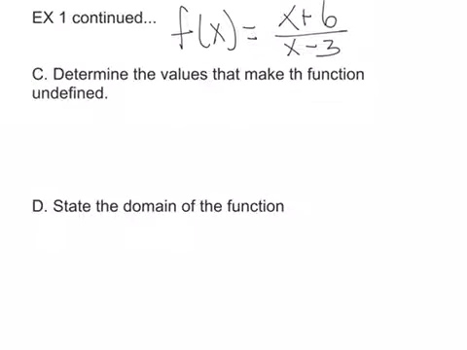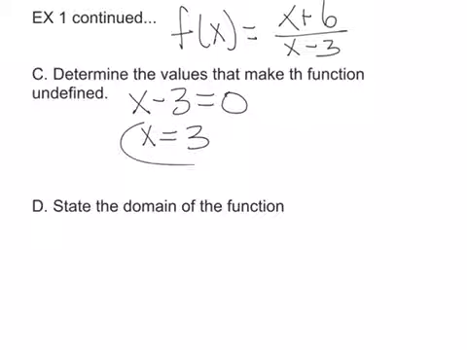Okay, so this is the same example, continued, and now we're going to determine the values that make the function undefined. Like we just said before, the function is undefined when the denominator of the fraction is equal to 0. So I'm going to set the denominator x minus 3 equal to 0 and solve for x. I would add 3 to both sides, and I get x equals 3. This is the only value that makes this function undefined.